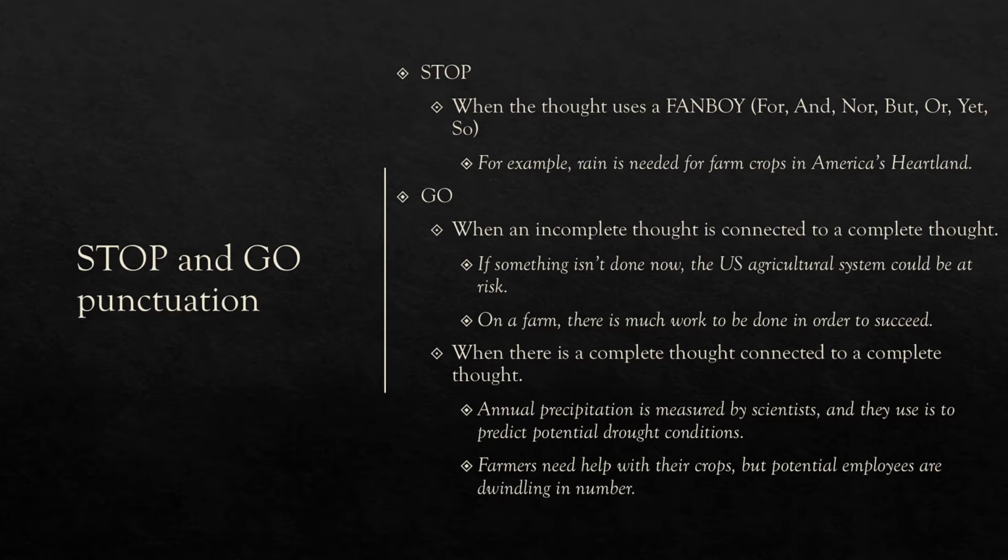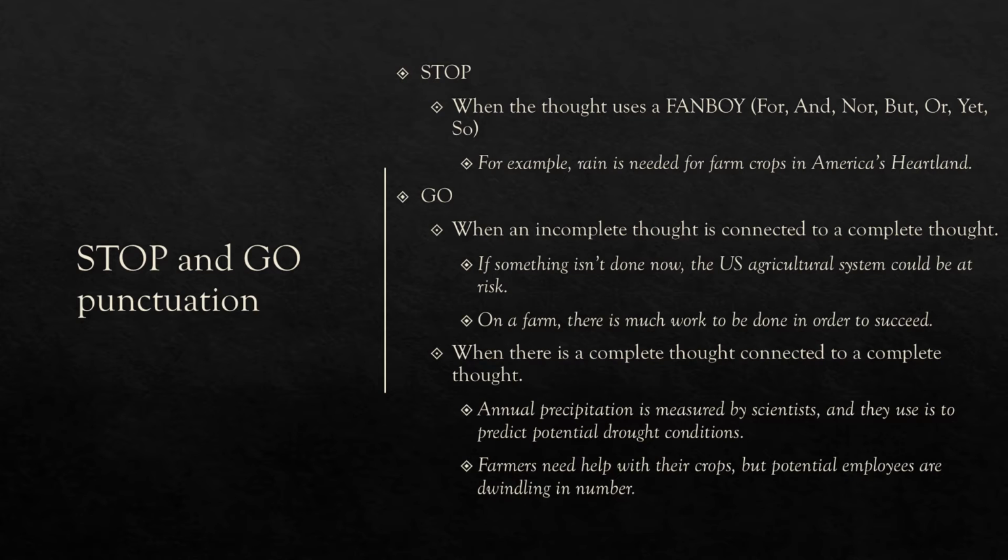Stop and go punctuation. When we stop, it means there is an idea connected to another idea, but we need to put a stop in between them using a fanboy. That means a phrase that starts with for, and, nor, but, or, yet, or so. If you look at the sentence I've written, for example, rain is needed for farm crops in America's heartland. Notice there's a phrase at the beginning of the sentence that uses the word for. That's a key to me that it's one of my fanboys. It's connected to another thought, so I need to put a comma.